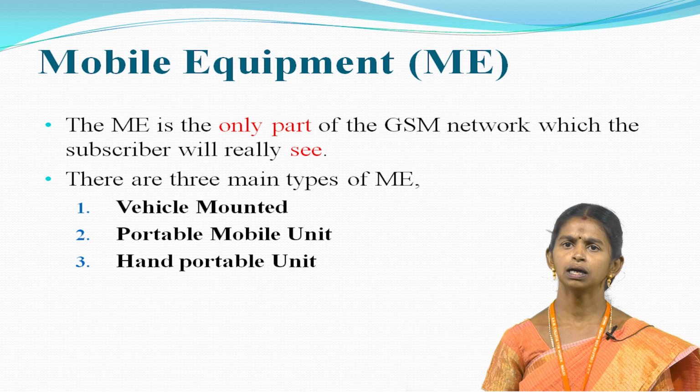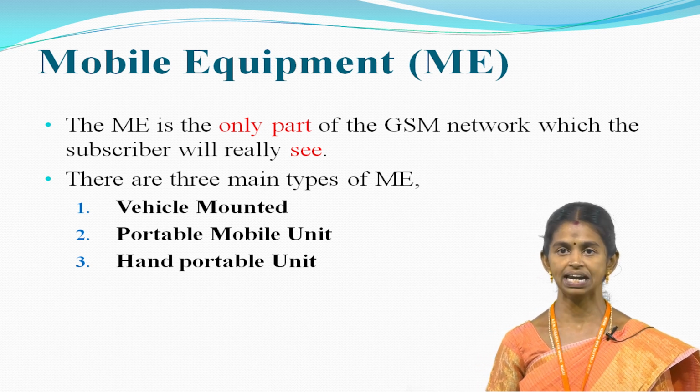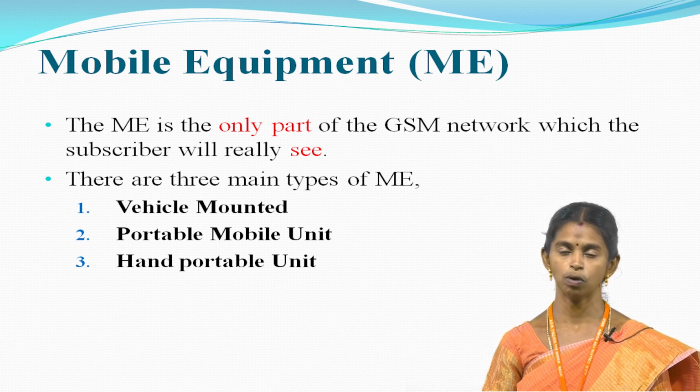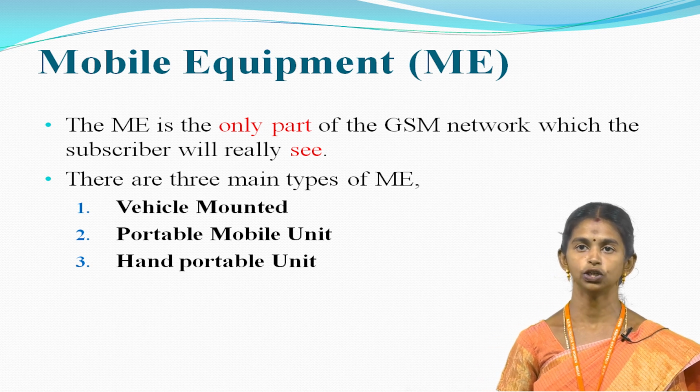Mobile equipment. The ME is the only part of the GSM network which the subscriber will really see. Generally, there are three main types of ME: number one, vehicle mounted; number two, portable mobile unit; number three, hand portable unit.